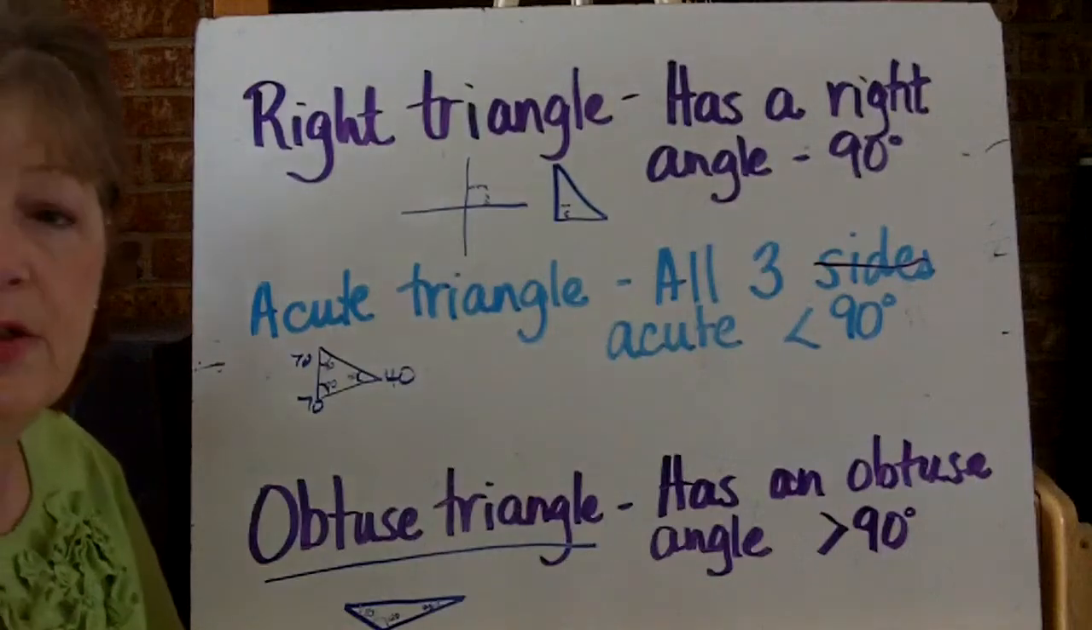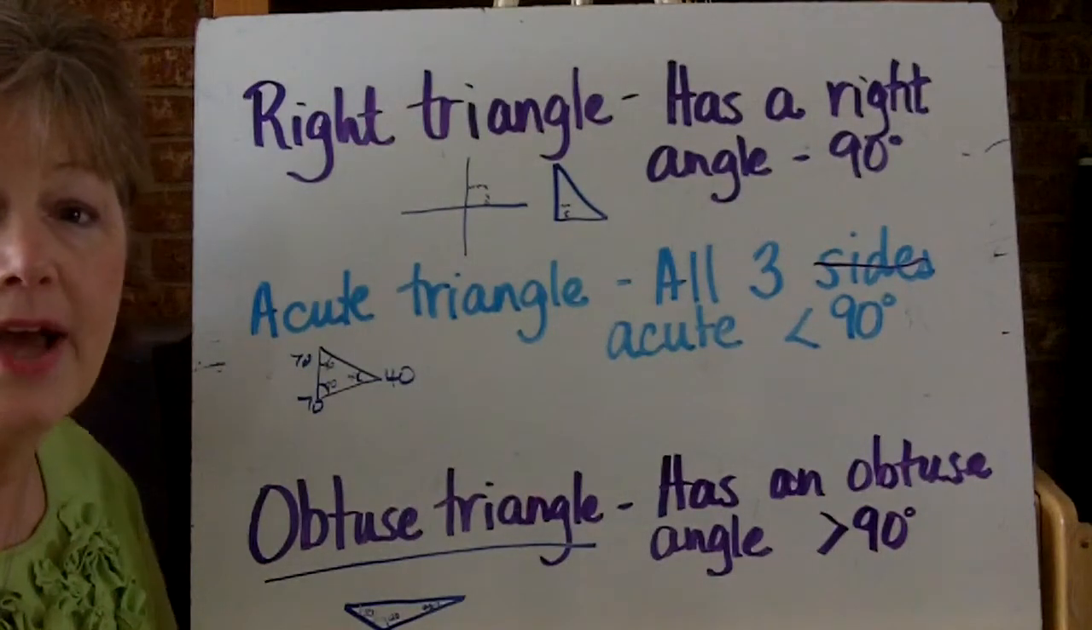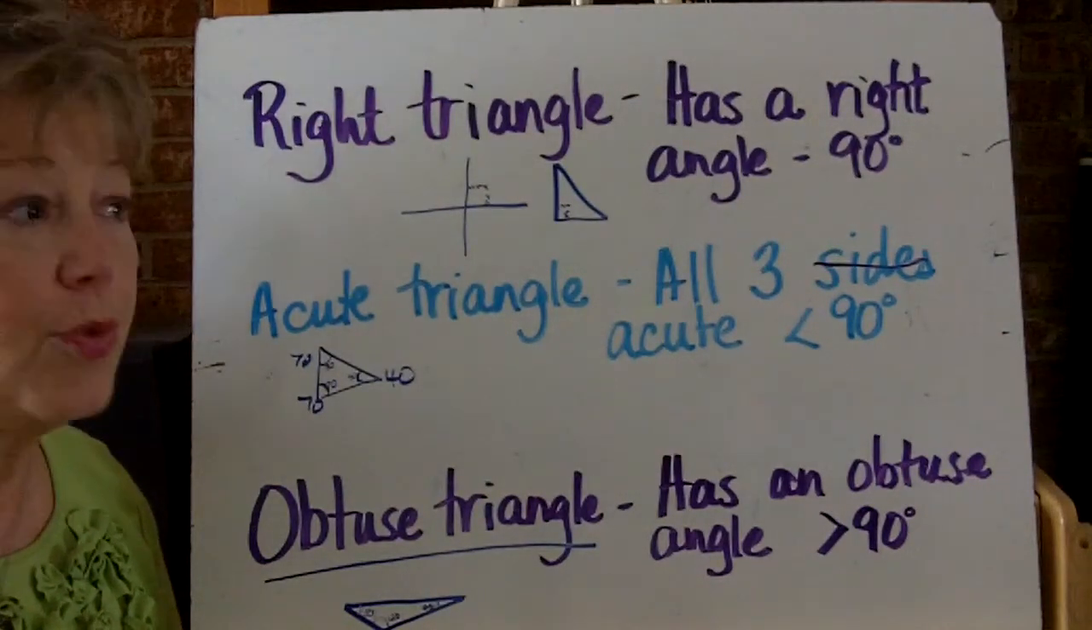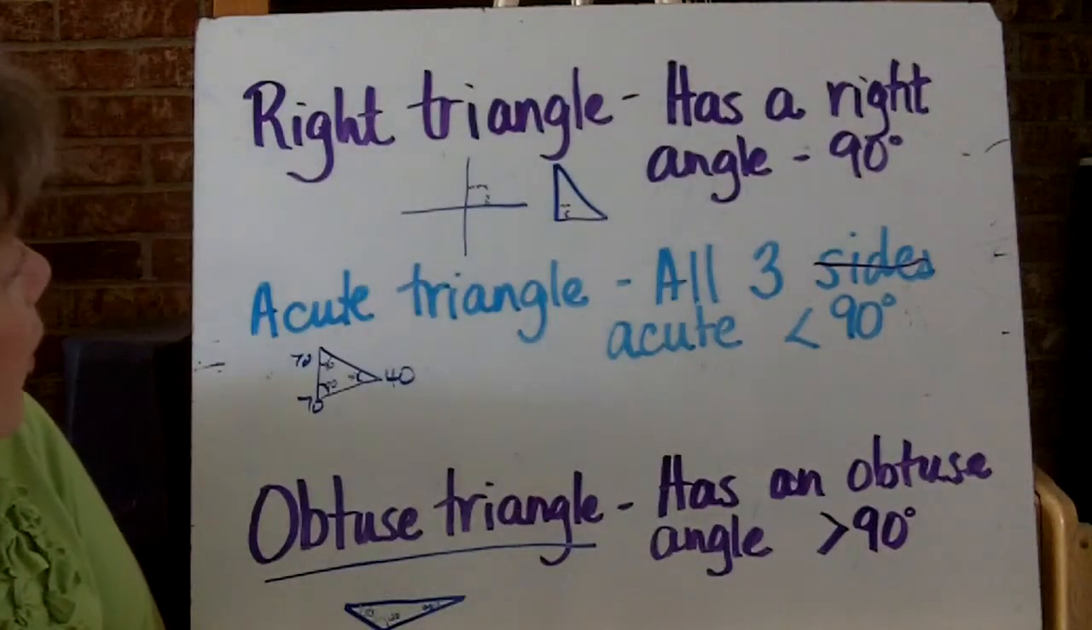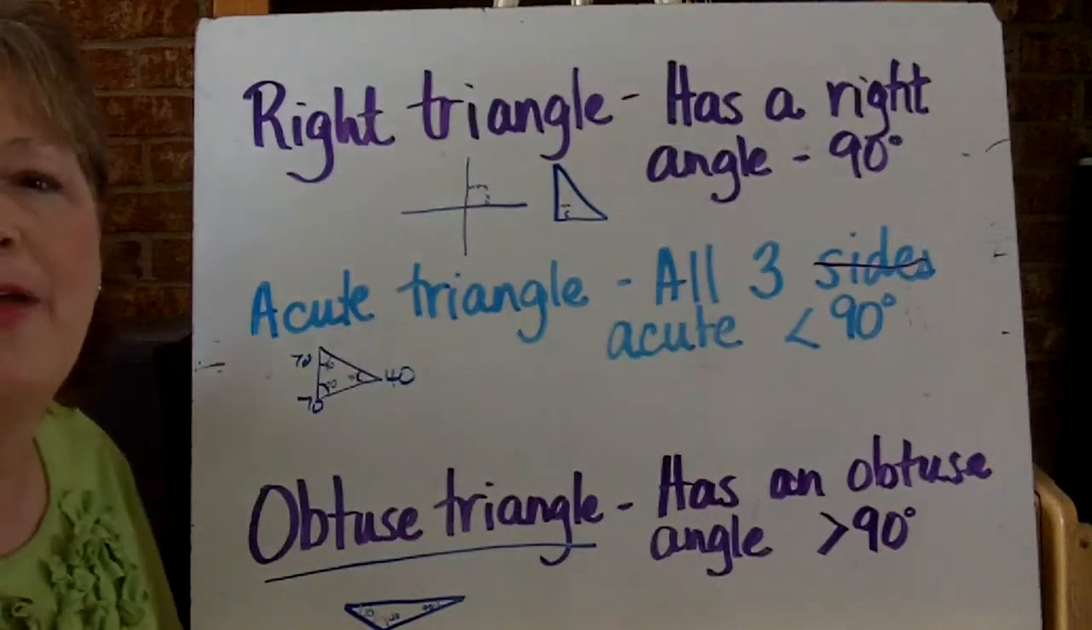So I just want you to see those two different ways to categorize triangles. You can categorize them either by their angles or by their sides.